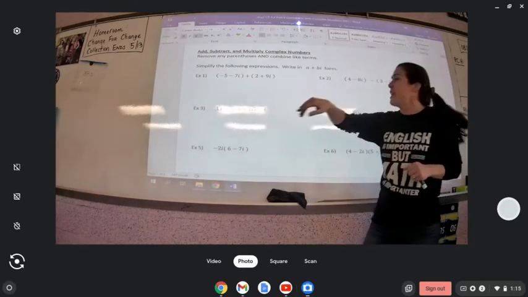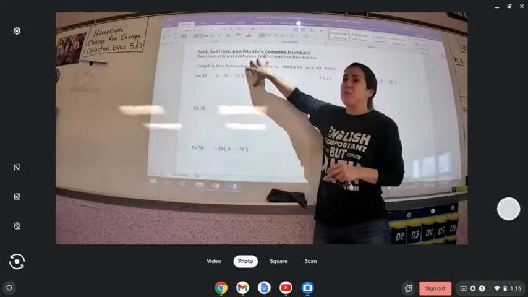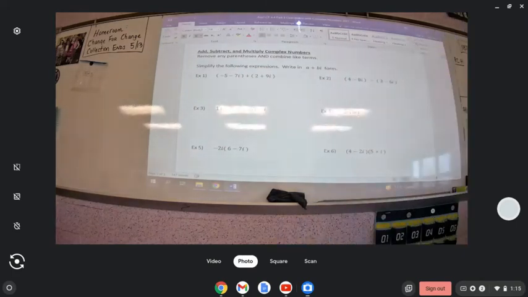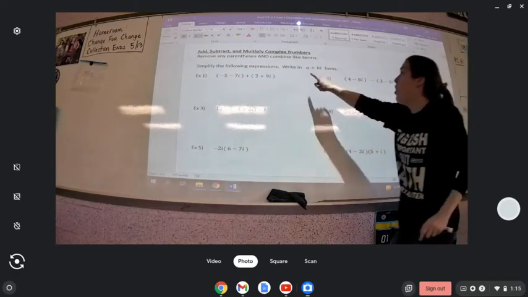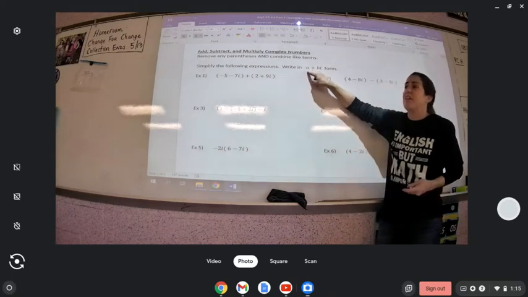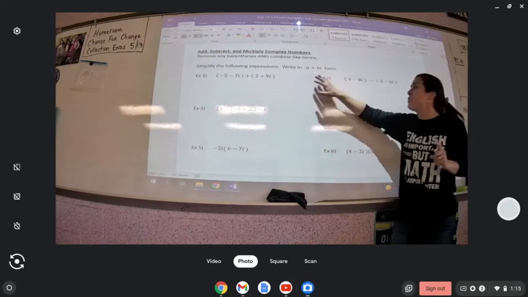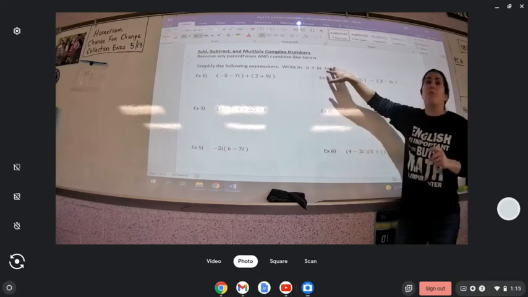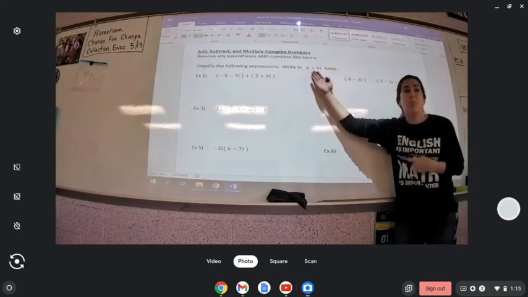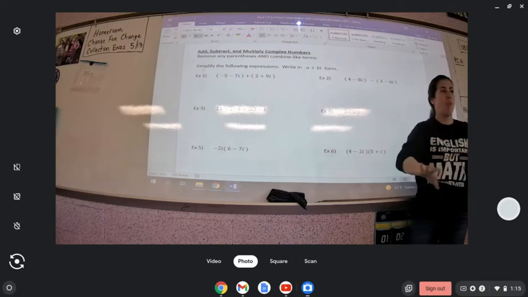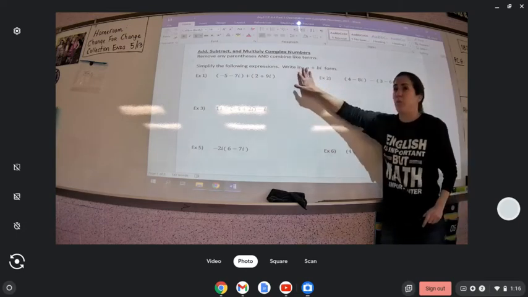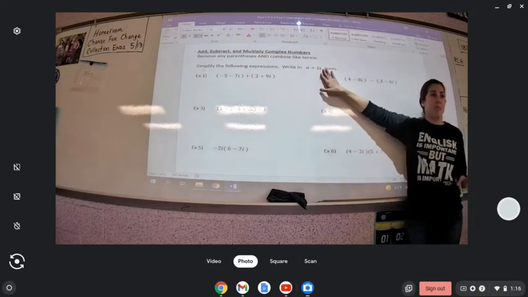All right, so the directions say, simplify the following expressions. Simplify always means get rid of any parentheses and combine any like terms. Get it as simplified as you can. And notice, the directions are always going to say this: write your answer in a plus bi form, or they'll say write it in standard form of a complex number, which is a plus bi form. And again, all that means is we're always going to write the real number first and the imaginary number second.